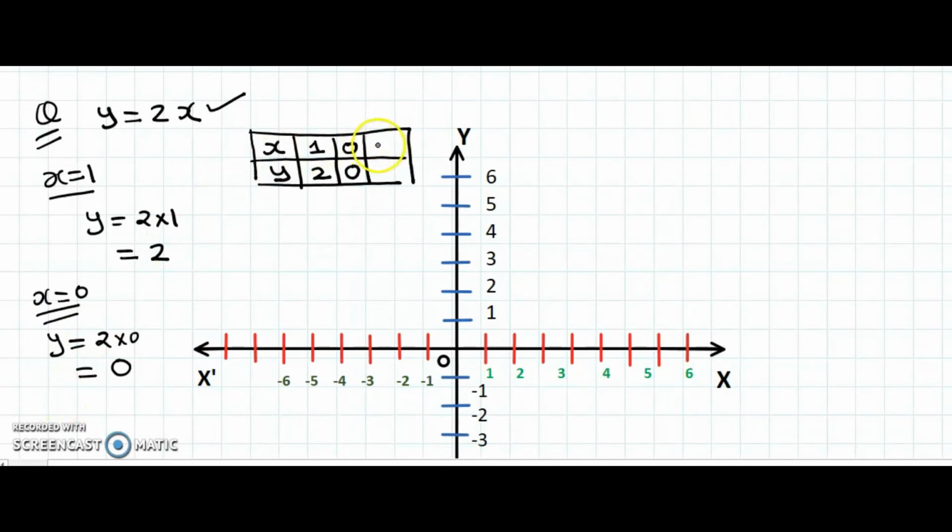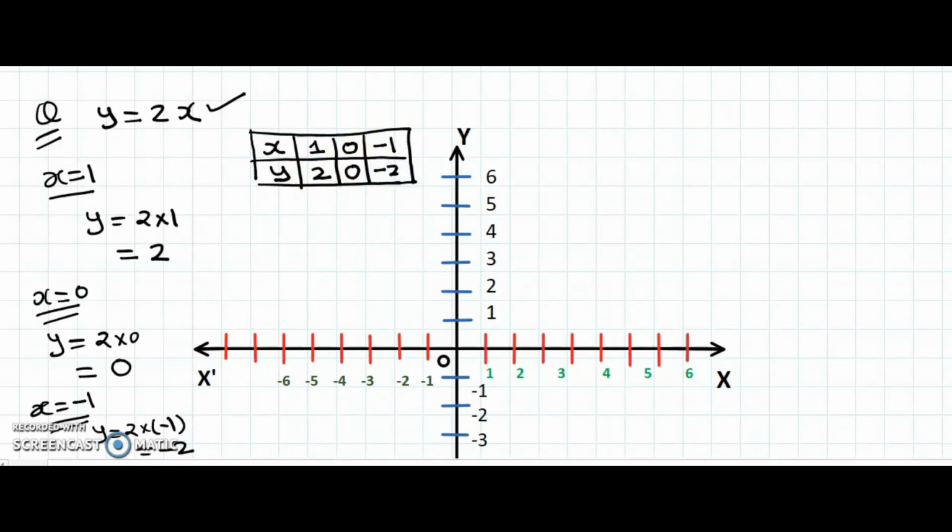Let us take one negative value. So I am writing here -1. See, I have taken the smaller value. x is equal to -1. Let us again substitute this value in our given equation. So it will become y is equal to 2 into -1, and sure you will get the answer as -2. So here is the answer, -2.